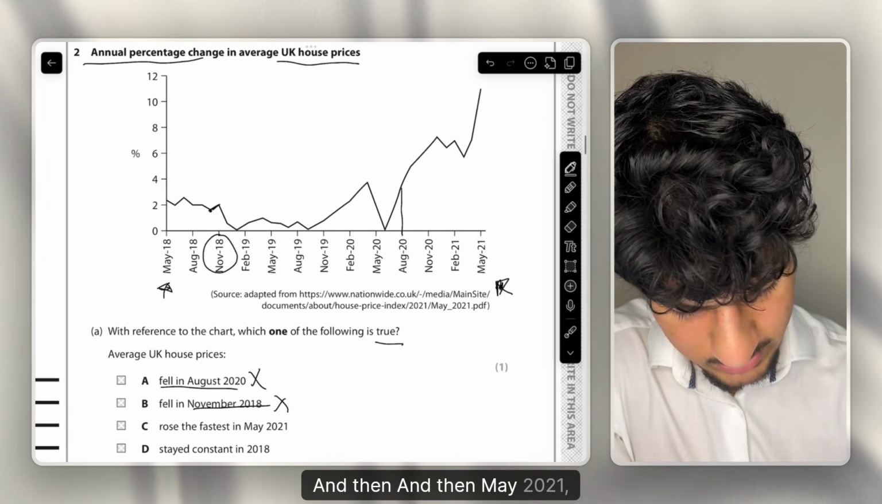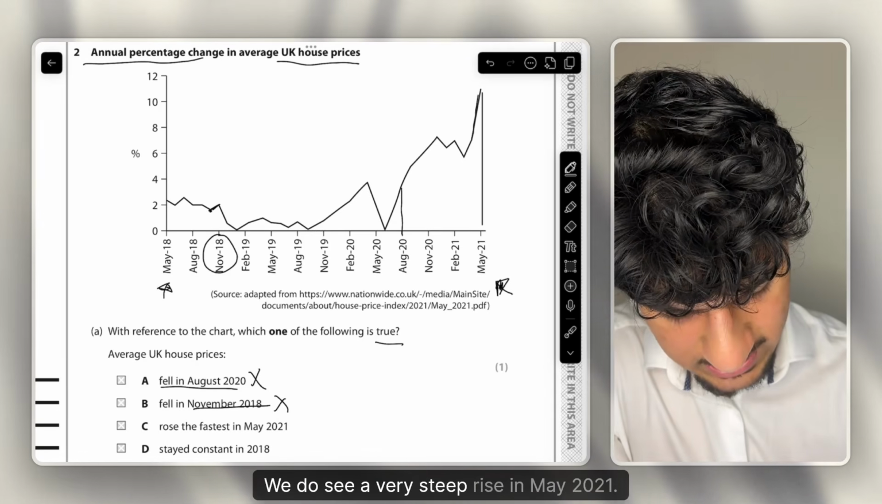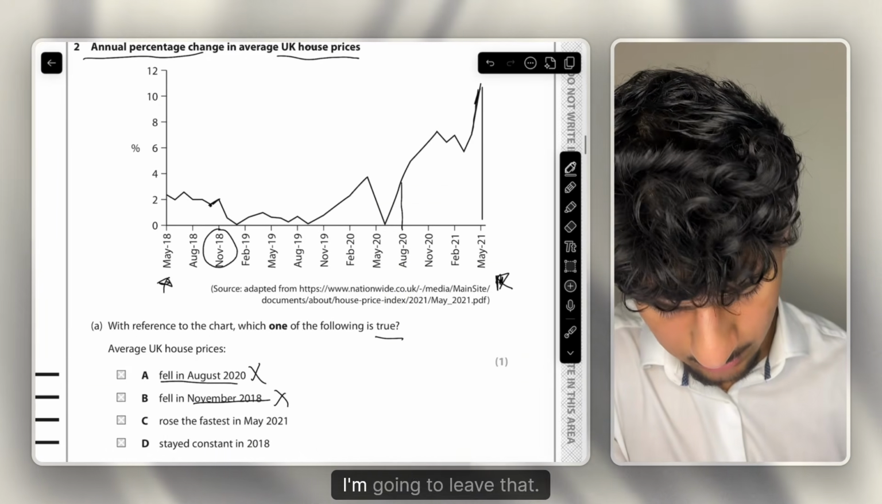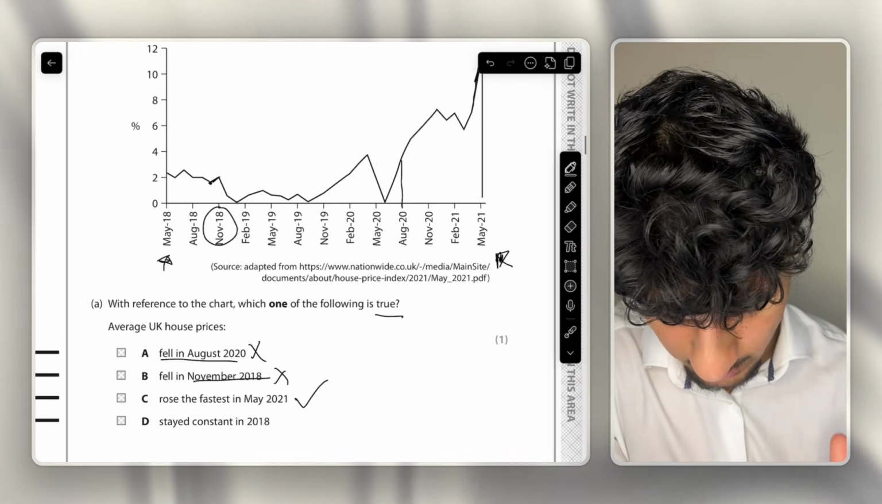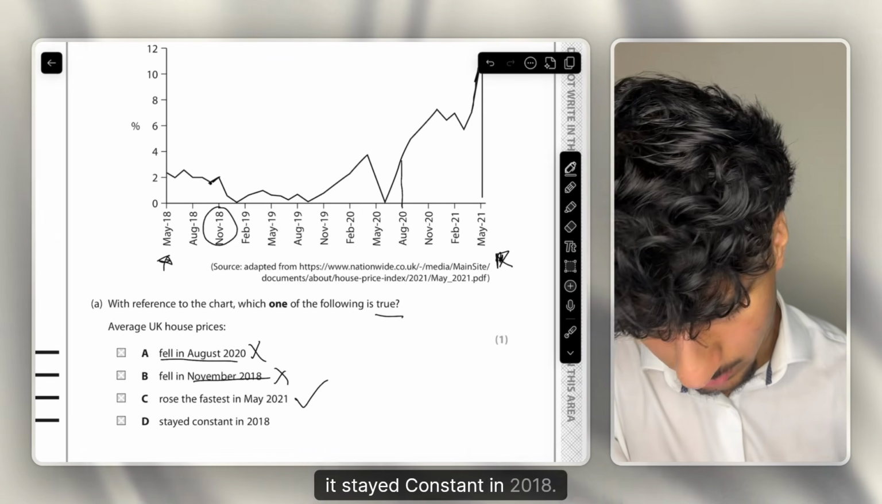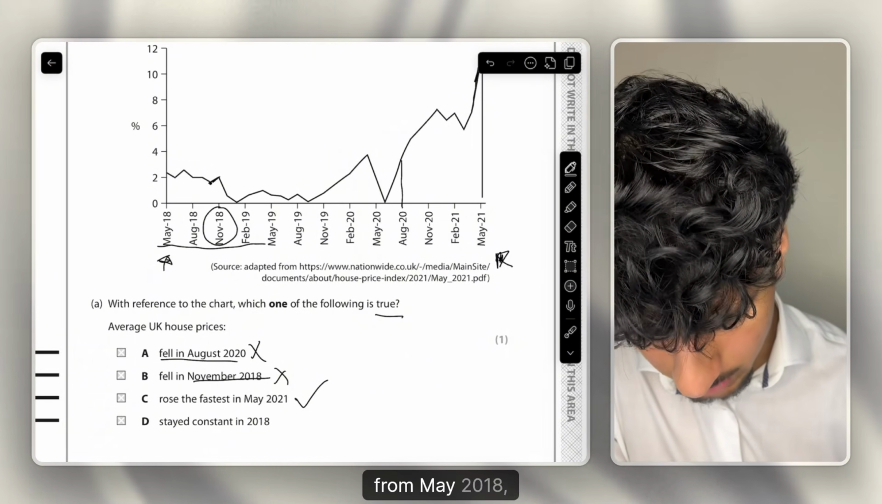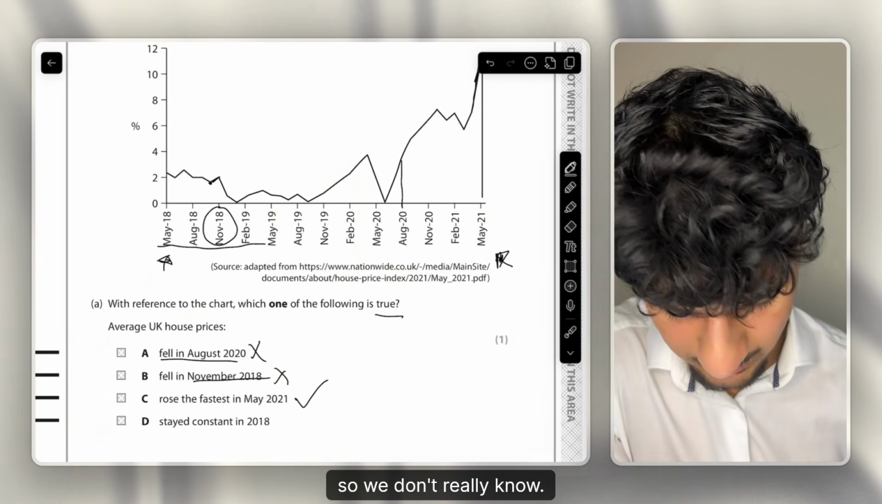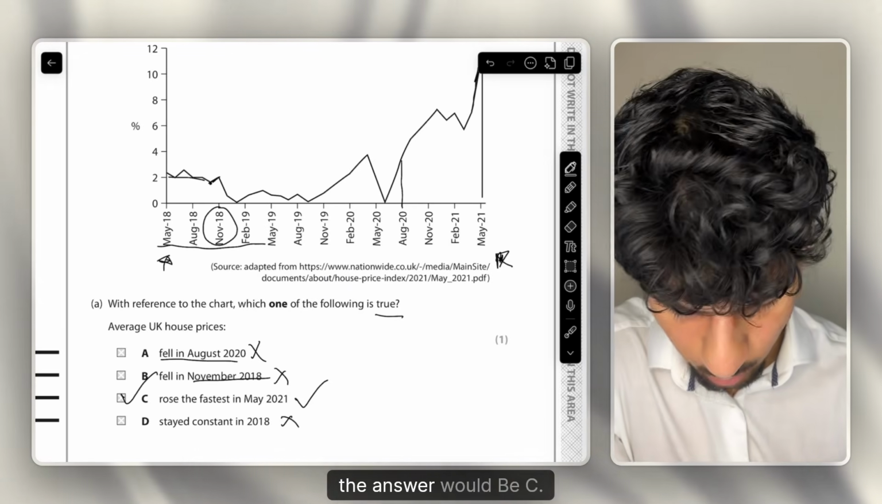And then May 2021, it rose the fastest. We do see a very steep rise in May 2021. I'm going to label that right, but there might be another slightly right answer. But yeah, let's see. In D, it stayed constant in 2018. The problem with that is that we only have data from May 2018, so we don't really know. And of course, it's not staying constant either, so therefore that is wrong. So therefore, yeah, the answer would be C.